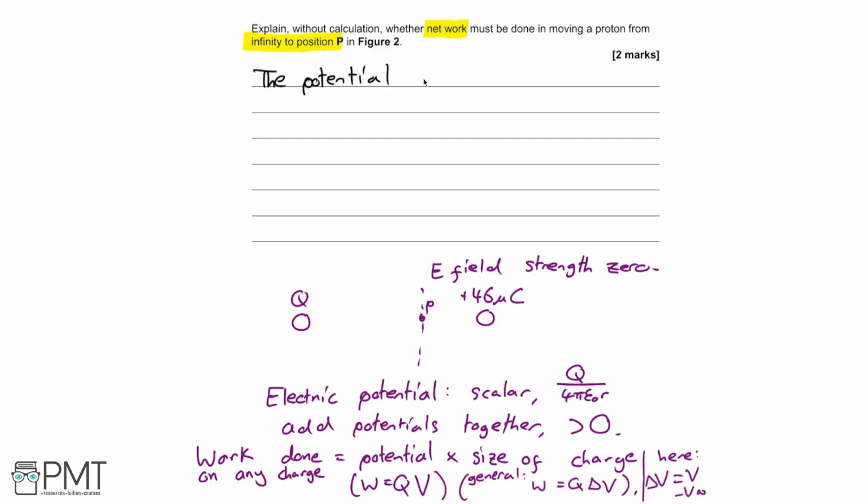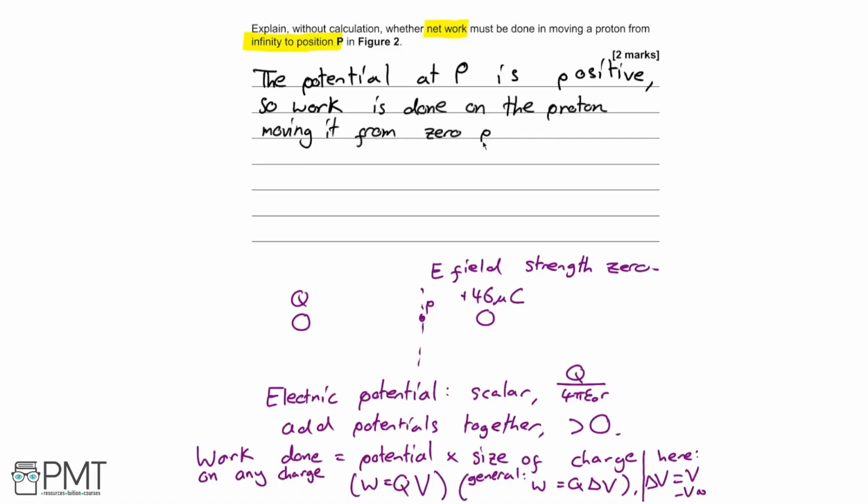Therefore, our answer is that work must be done on the proton because the potential at P is positive, whereas the potential at infinity is zero. Therefore, there is a potential difference, and so work is done. Note that here we got 1 mark for saying that the potential at P is positive, and so work is done, and we got 1 mark for saying that the potential is zero at infinity. These two facts combined allow us to form the conclusion that work is done on the proton.